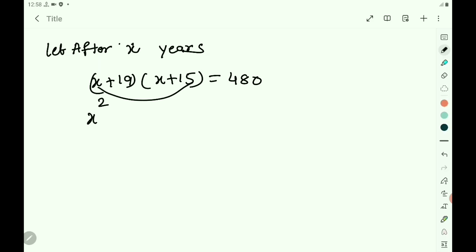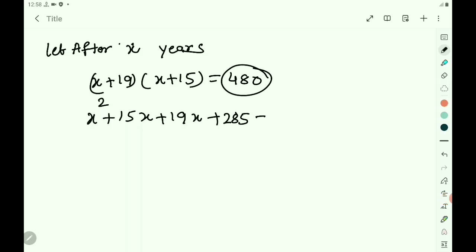Now x into x is x square, x into 15, 15x plus 15x. 19 into x is 19x plus 19 into 15. 15 nines are 135. Take 13 carry. 15 ones are 15 plus 13 is 28. 285. Transfer this 480. That becomes minus 480 equals 0.